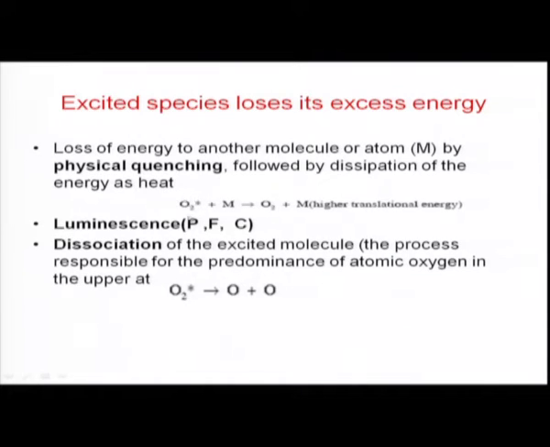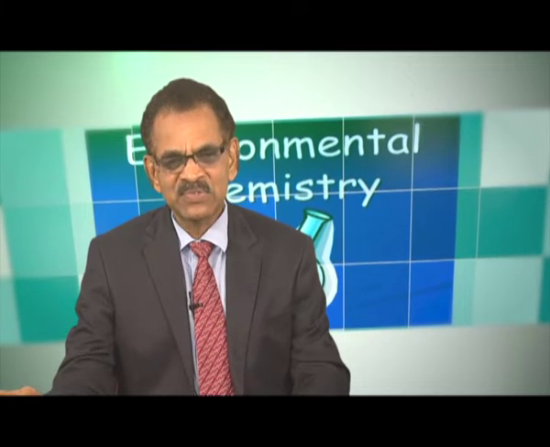For example, an excited O2 molecule will interact with a third body like nitrogen present in the atmosphere, and the energy is transferred as heat energy, and it becomes a normal molecule. This is one way of losing excess energy, that is physical quenching. The other one is luminescence. These chemical compounds may lose the excess energy by emitting light, maybe phosphorescence, fluorescence, or chemiluminescence. Fluorescence and phosphorescence are predominant. Instantaneous emission of light is known as fluorescence, and if there is a delayed emission of light after absorption, it is called phosphorescence. So, luminescence emission is again one way of losing excess energy.